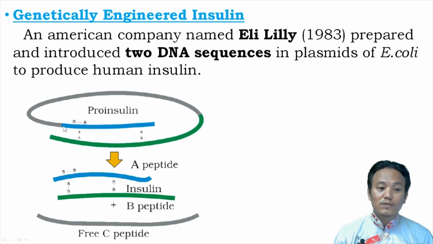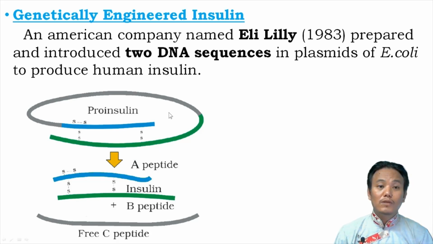So they took just the 2 DNA sequences coding for A peptide and B peptide and put them in the plasmids of E. coli. Thereby the E. coli will produce these 2 peptides, A peptide and B peptide, and these 2 will be joined together by disulfide bridges, right? And they can be used as human insulin, right? So that is the reason behind the introduction of 2 DNA sequences in the plasmids of E. coli to produce human insulin. I hope it is clear.